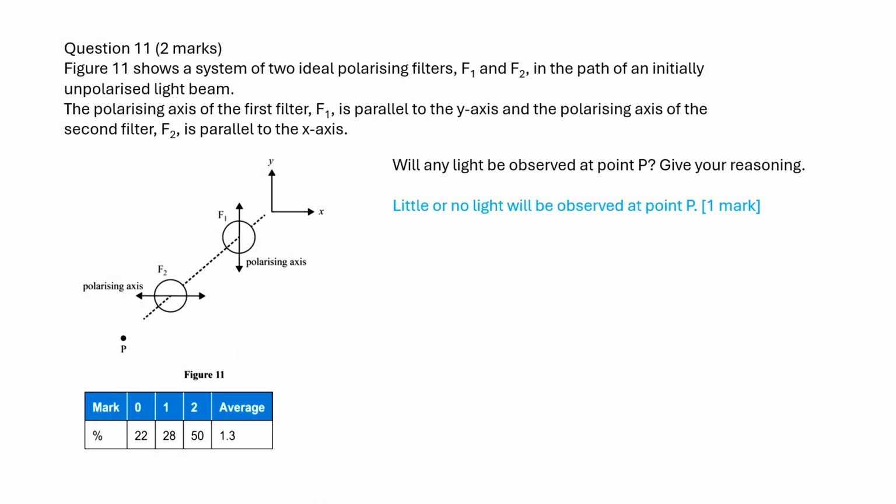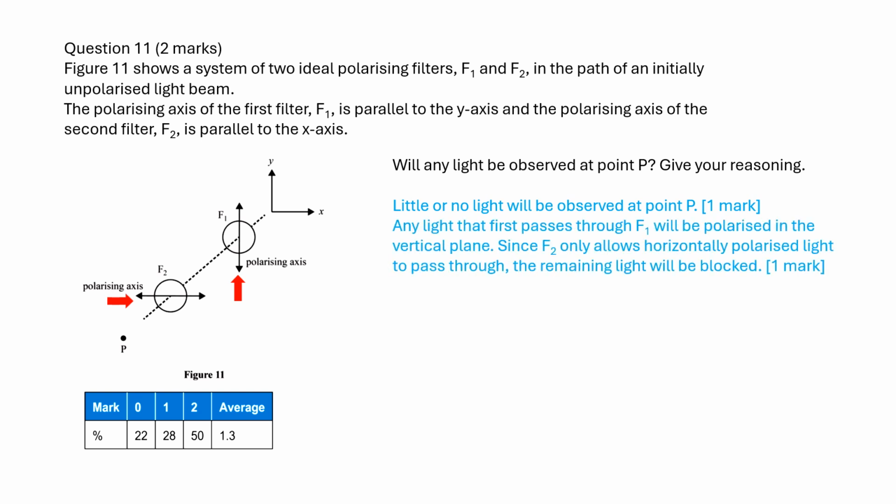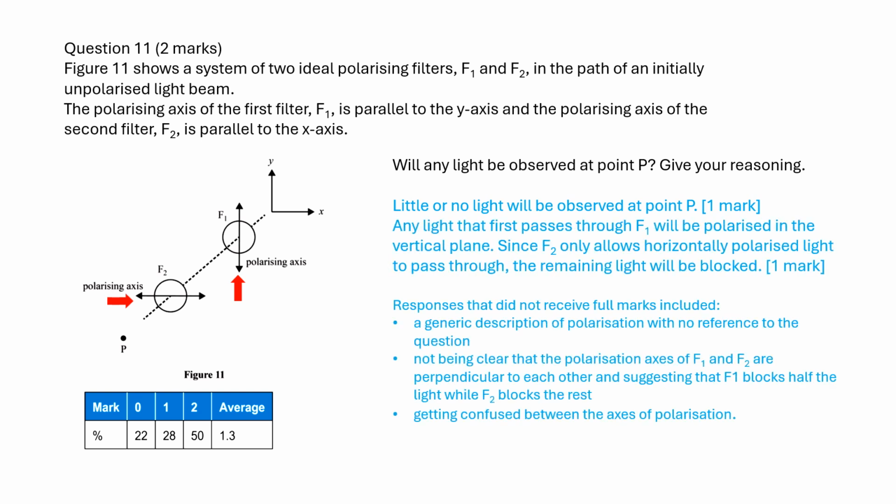Little or no light will be observed at point P. Any light that first passes through F1 will be polarized in the vertical plane. Since F2 only allows horizontally polarized light to pass through, the remaining light will be blocked.